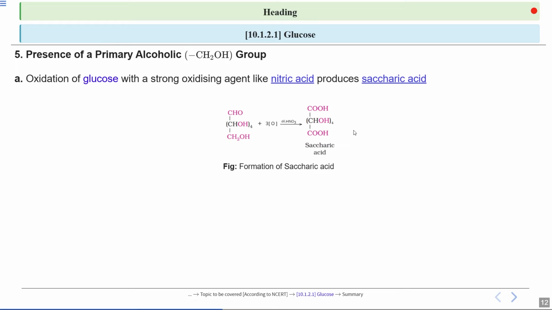If you see in this reaction, we have glucose. When we treat it with a strong oxidizing agent like nitric acid, this forms saccharic acid. This primary alcohol group gets oxidized to acid. So both the aldehyde group and the primary alcohol group are oxidized to acid, and it forms saccharic acid.